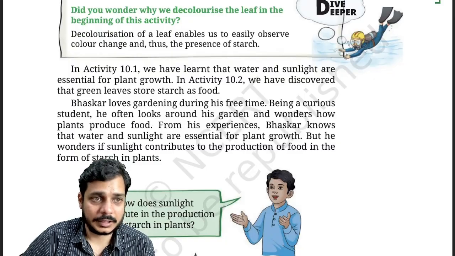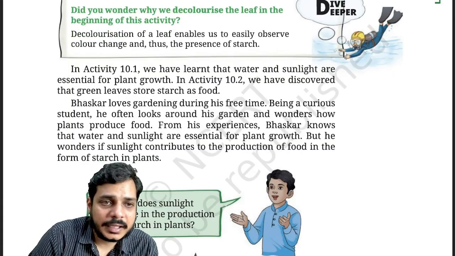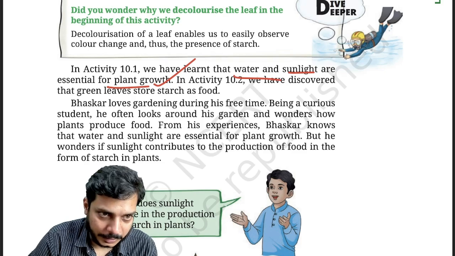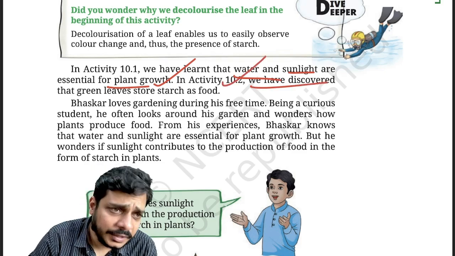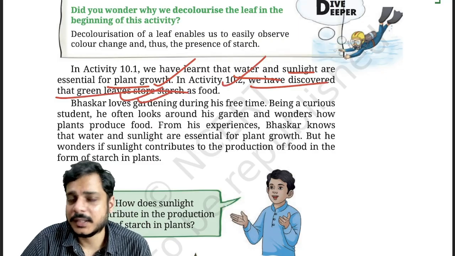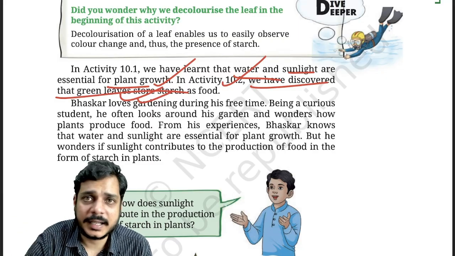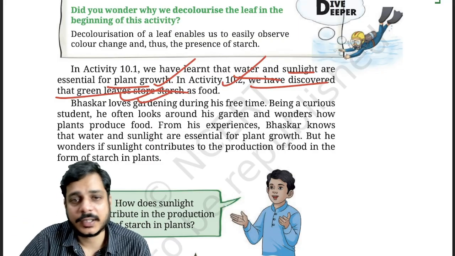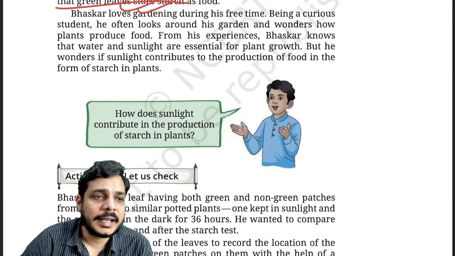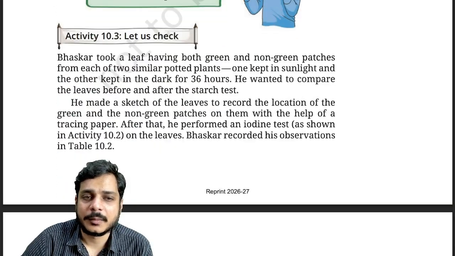So from this activity, we have learned that water and sunlight are essential for plant growth. And in this activity that we have recently done, we have discovered that green leaves store starch as food. That means there is clear presence of starch because the diluted iodine solution turned blue black in color. Okay. Now, how does sunlight contribute to the production of starch in plants?